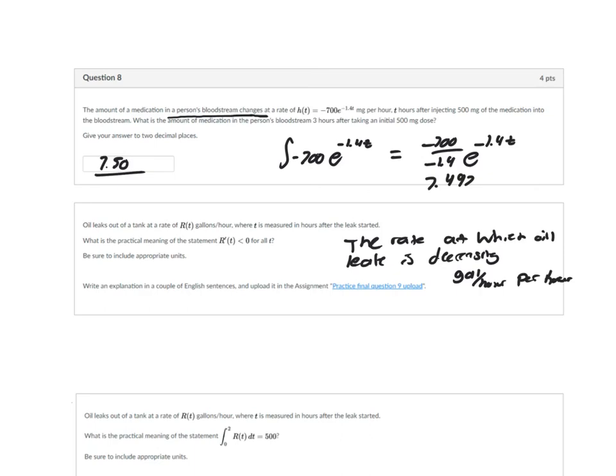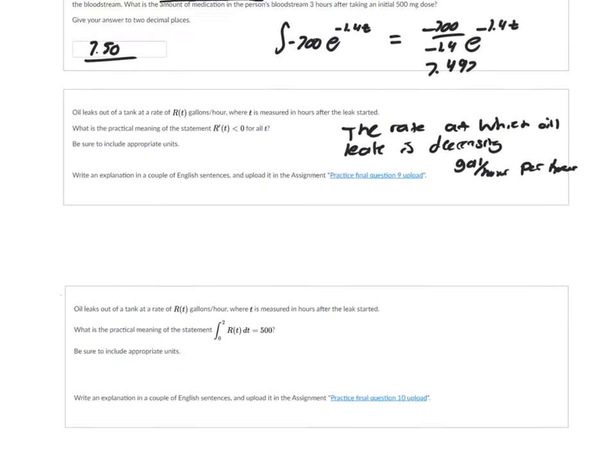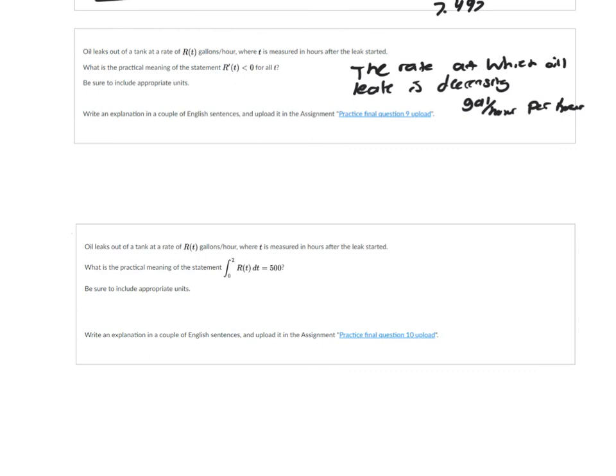Okay, so this next part is pretty similar. We have the oil still leaks out at a rate of R of t gallons per hour, and we are asked what the practical meaning of the integral of R of t is, right? And so if it's already a rate, the integral will always be what the actual value is. And so if R of t is how much oil we're losing per hour, the integral of that is how much oil we have, right?